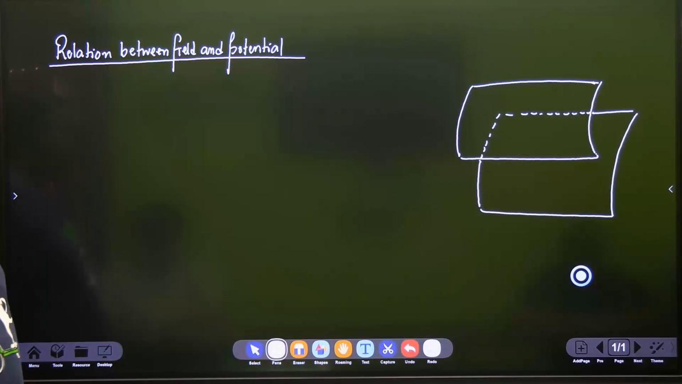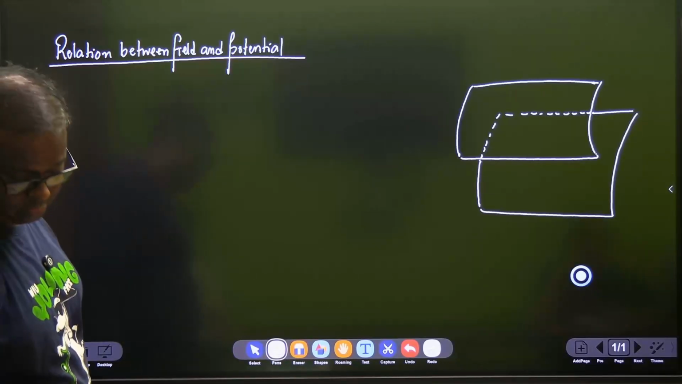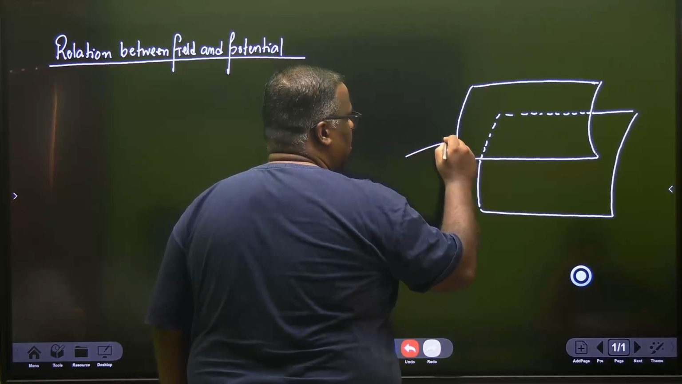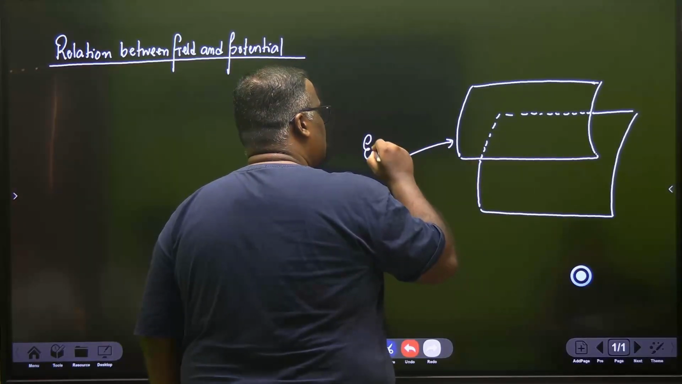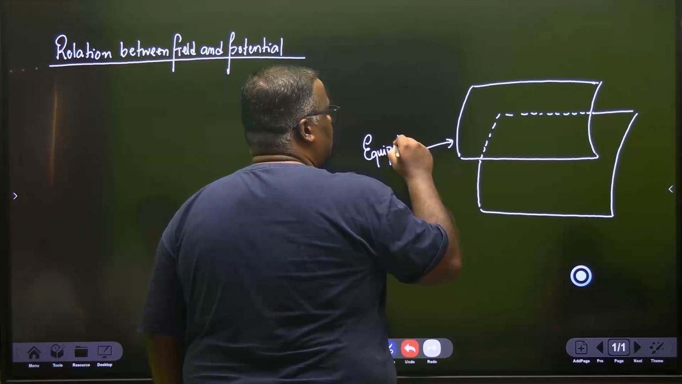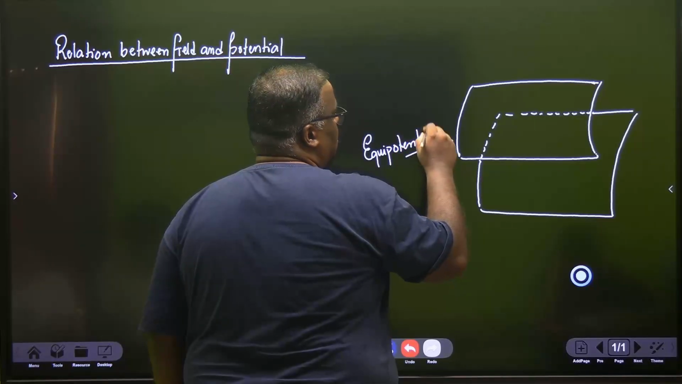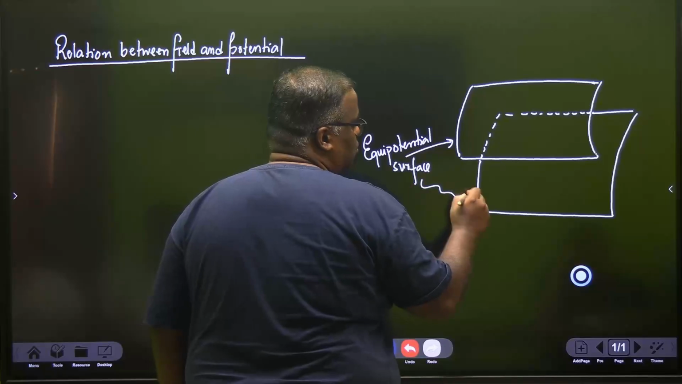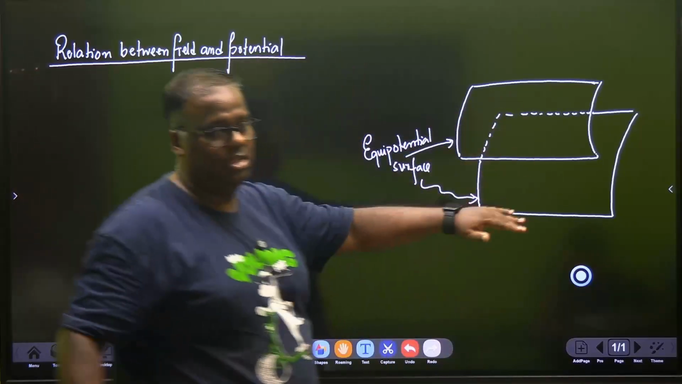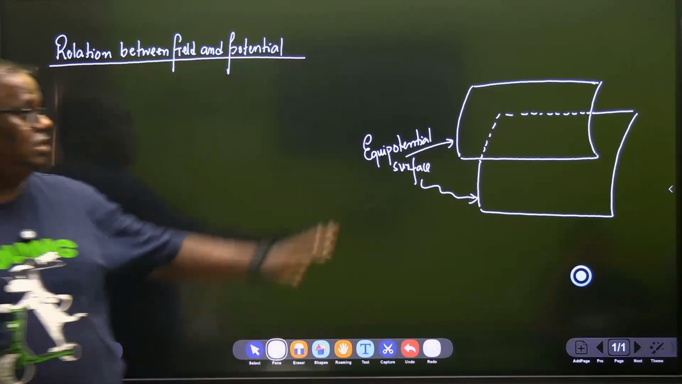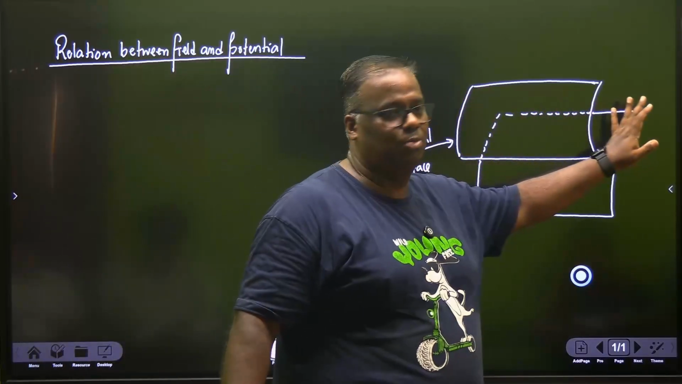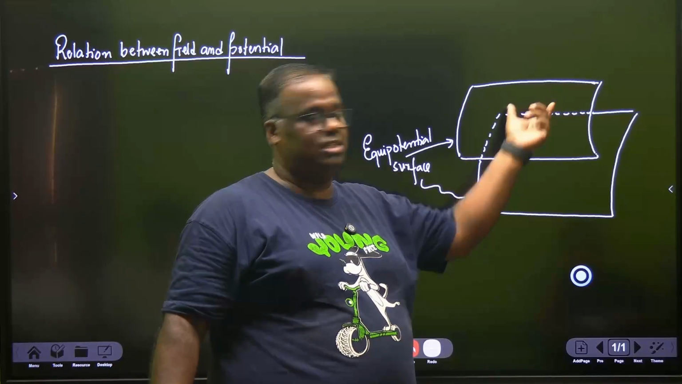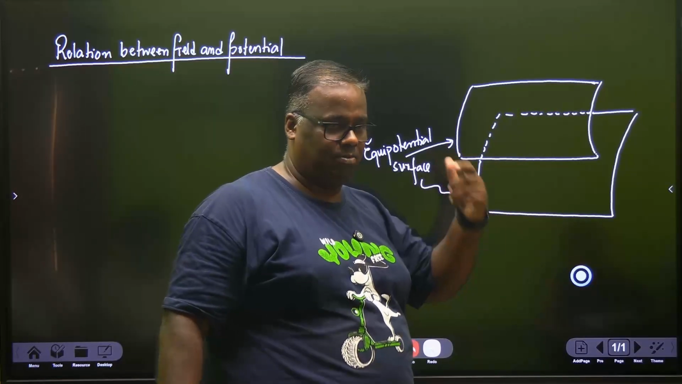Able to understand? Okay. And so this is an equipotential surface, and this is also equipotential, but their potentials are different. This is one surface. In this surface, it is equipotential. Means what? In this surface, if there are 2 points, potential is same, right?